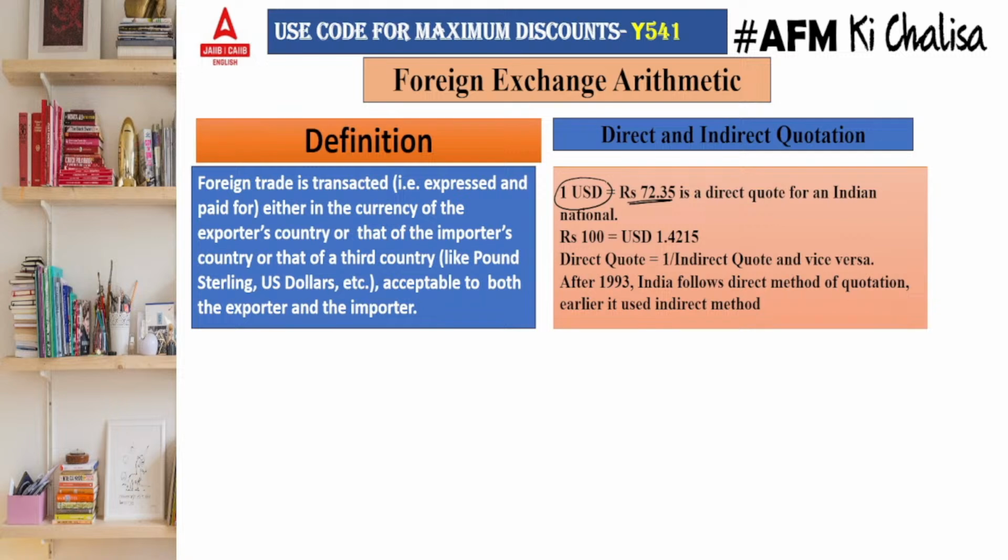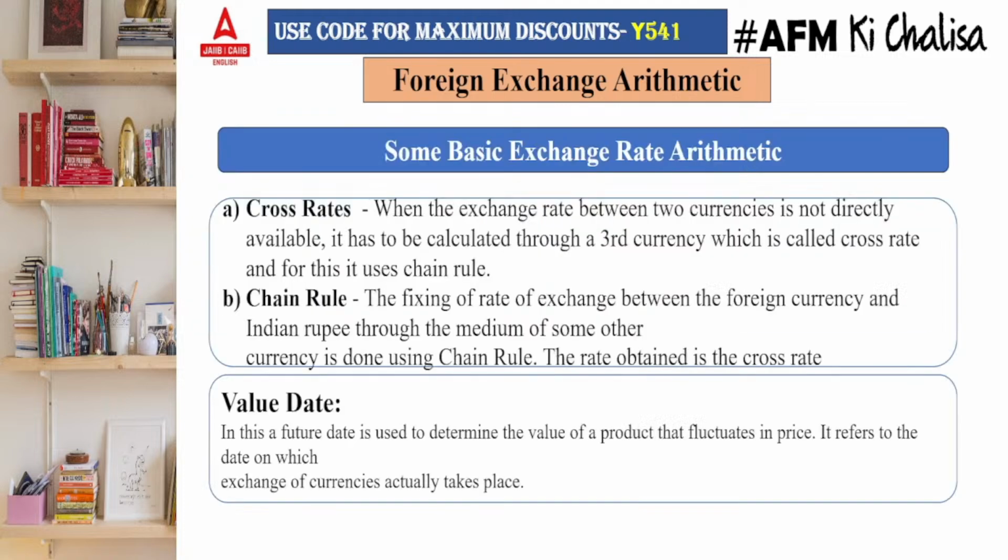And if you have a direct quote, and you want to convert it into indirect or vice versa, do nothing but just divide 1 by the particular rate and you will get the answer. If you are sitting at direct, you will get the indirect. If you have indirect, you will get the direct. ठीक है? This is your direct and indirect quote.